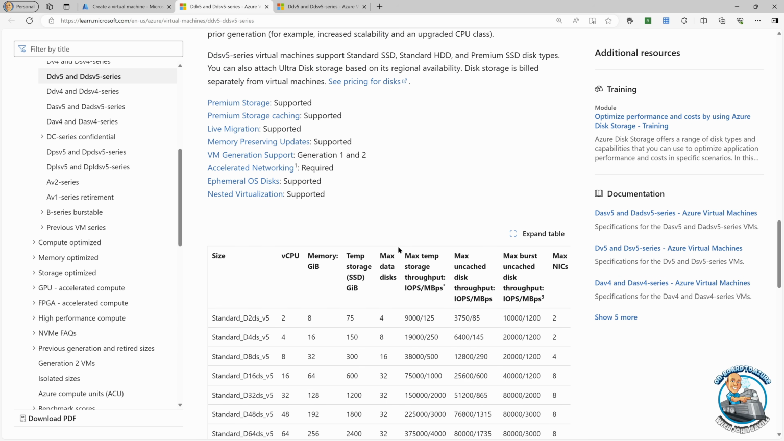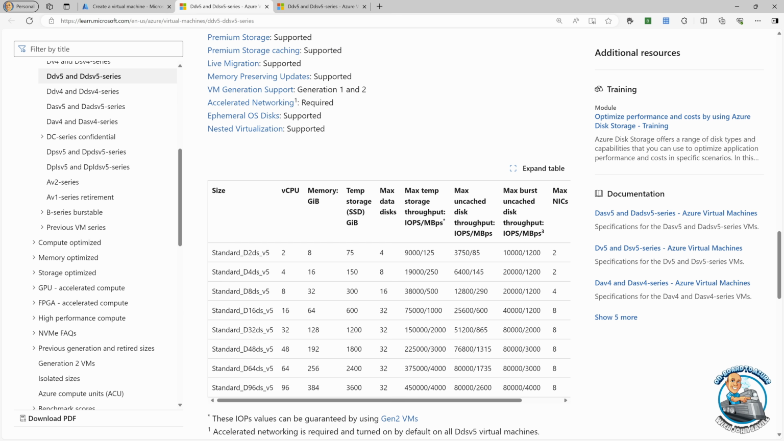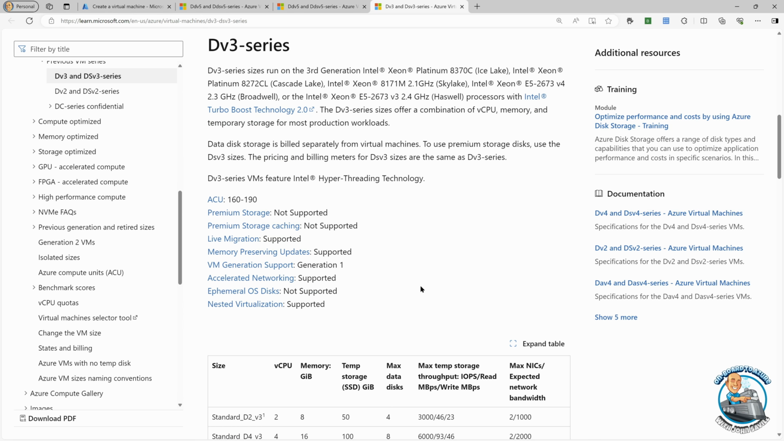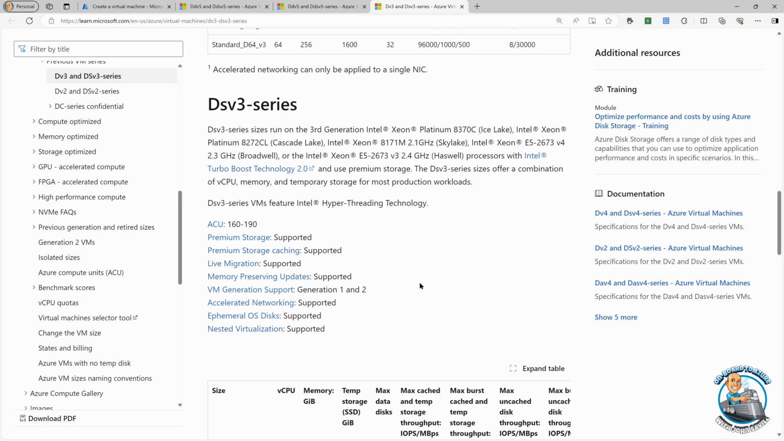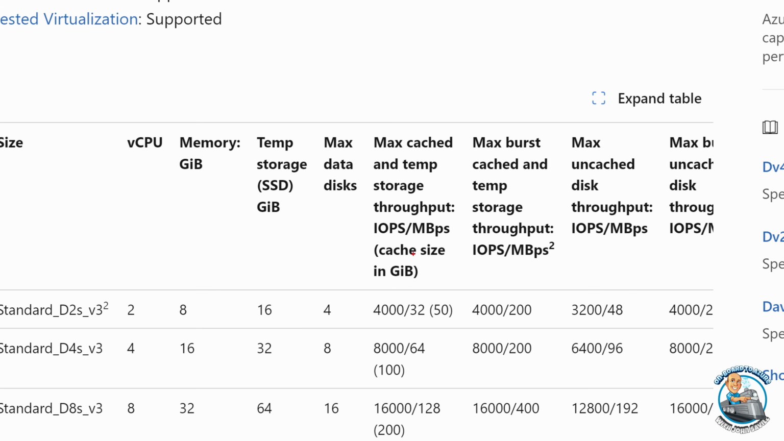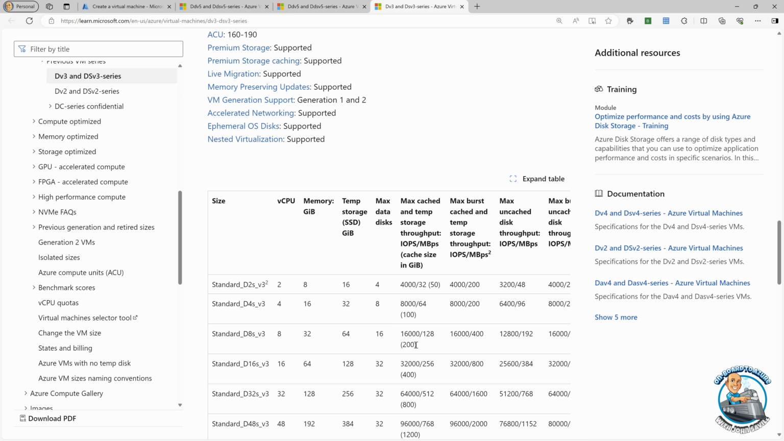For the DDS, well, that's also going to support the Ephemeral OS disk. Now, on the older SKUs, I think it was like the version 2, version 3, if we looked at one of those, it would actually tell you the size of the cache. So if I go and look at an S variant, it would tell you in brackets cache size in gigabytes. So hey, there's 50 gigabytes for caching, 100 gigabytes for caching, 200. It does not do that beyond the V3. So the V4s, the V5s, it does not show you that.